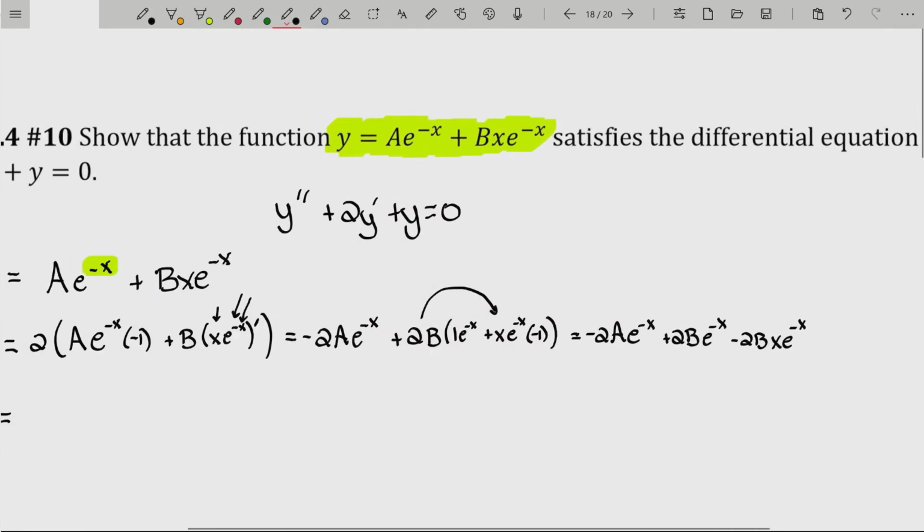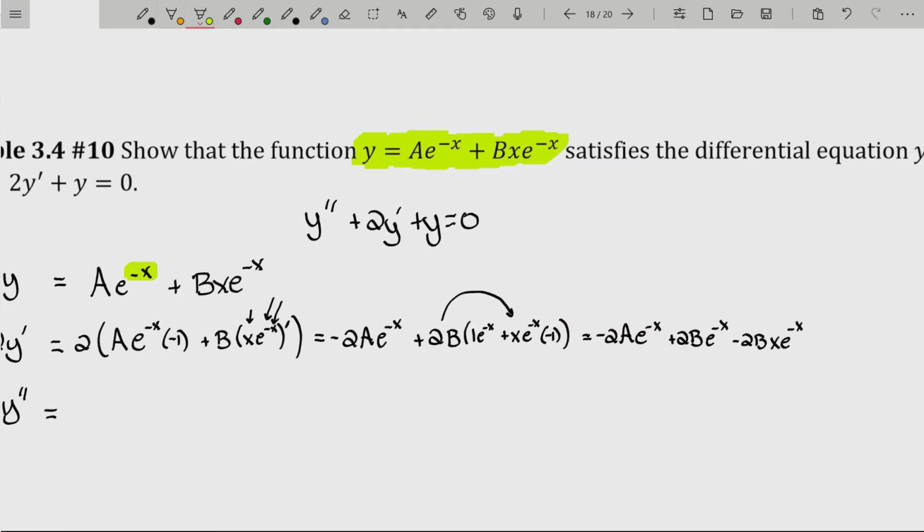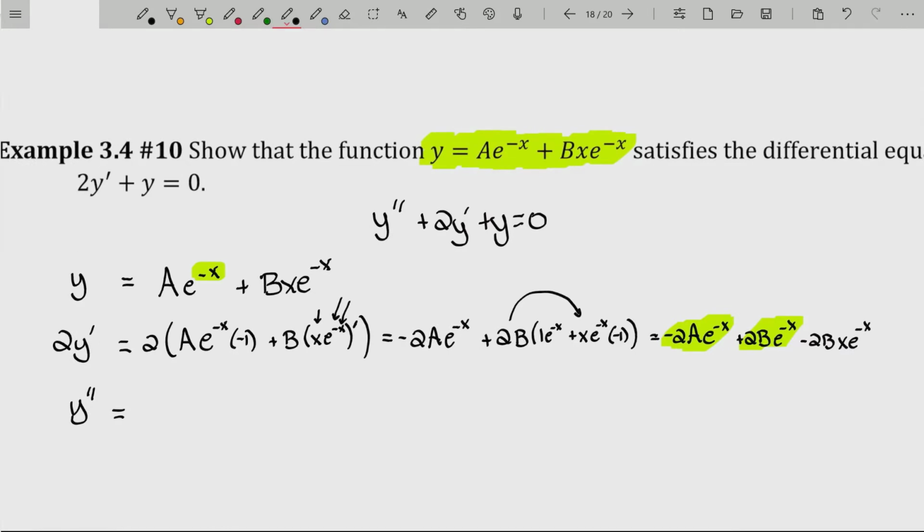Now, I have to be honest with you, that's not cleaned up enough. There are like terms there. These two are alike. They have the same algebraic expression they're attached to, e to the negative x. So I'm going to group them up. I'm going to write this over here. So this is equal to a quantity, negative 2a plus 2b, e to the negative x, and then finally minus 2b x e to the negative x.